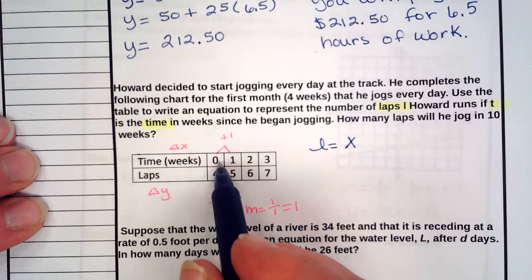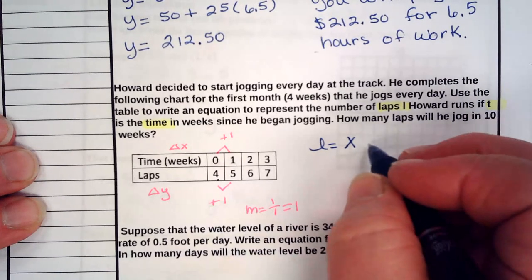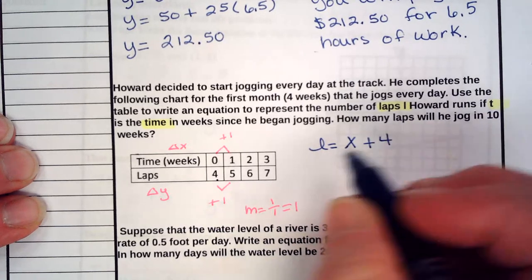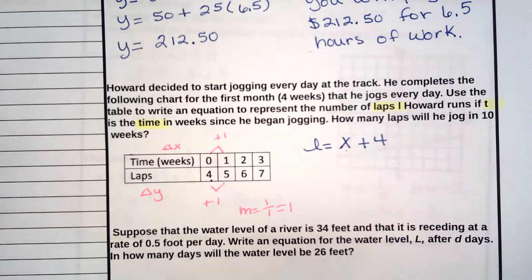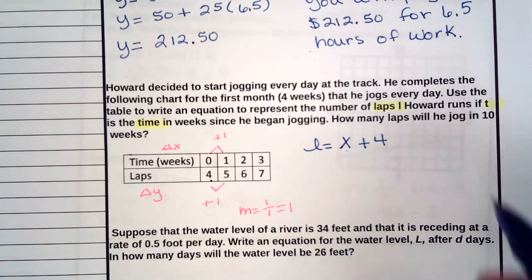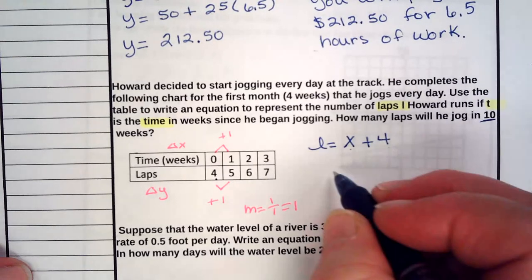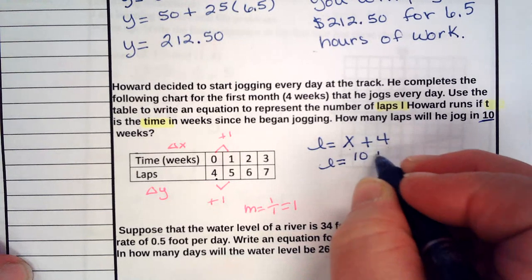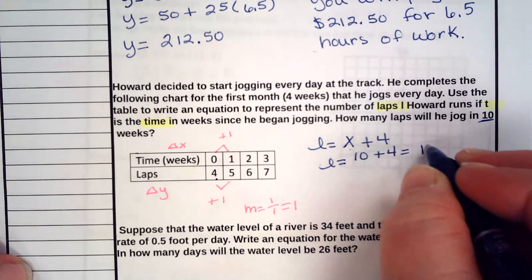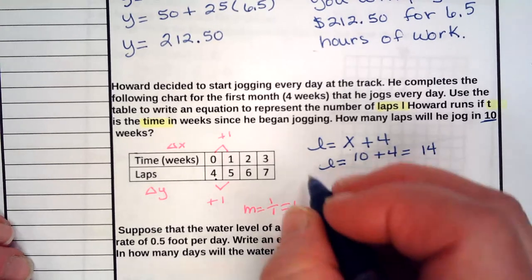Okay, when x is 0, what is my output? 4. So this becomes x plus 4. Y is equal to mx plus b. Now my input, my x value, is going to be 10. So the number of laps will be equal to 10 plus 4, which is 14. What does it mean? In 10 weeks, Howard will run 14 laps.